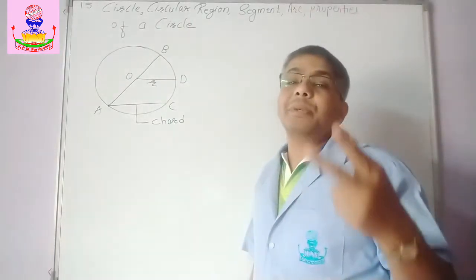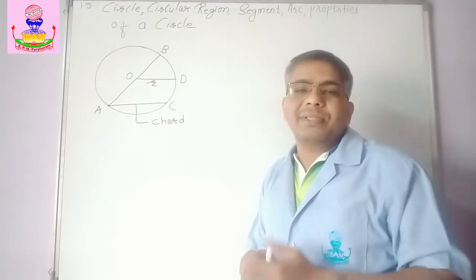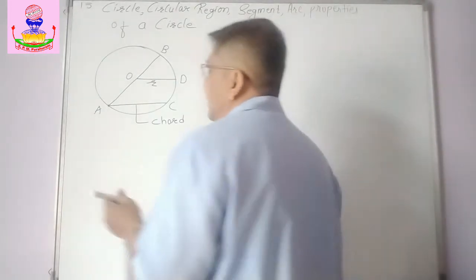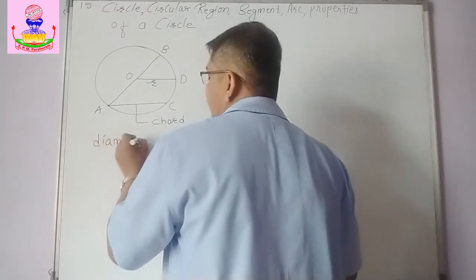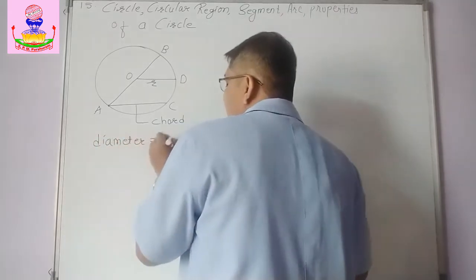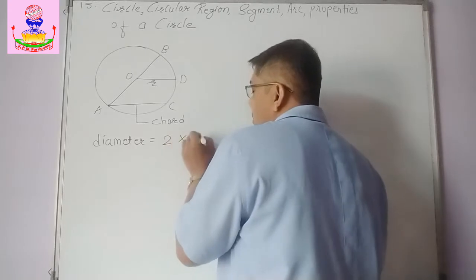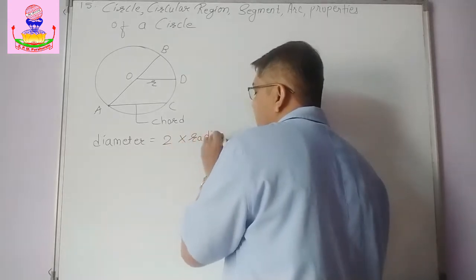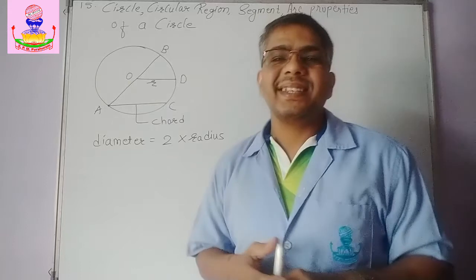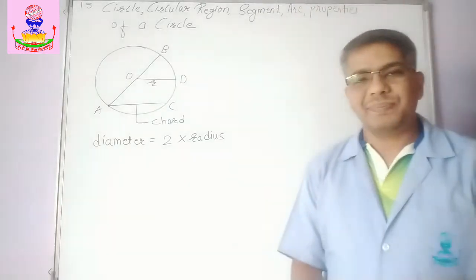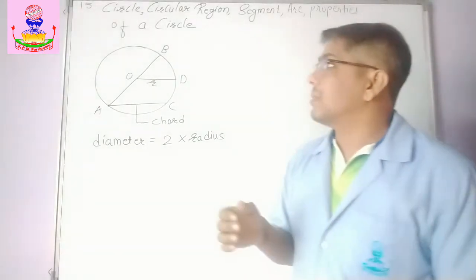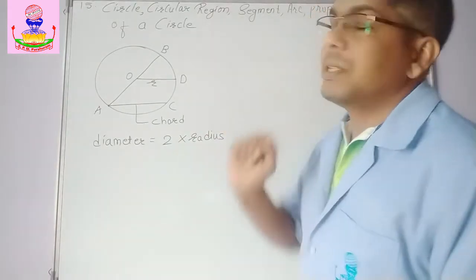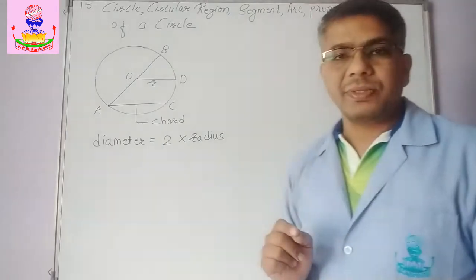And there is a relation between the radius and the diameter. The diameter is 2 times the radius. That is, diameter is equal to 2 into radius, or radius is half of the diameter. Now we will come to the next point, that is the circular region.